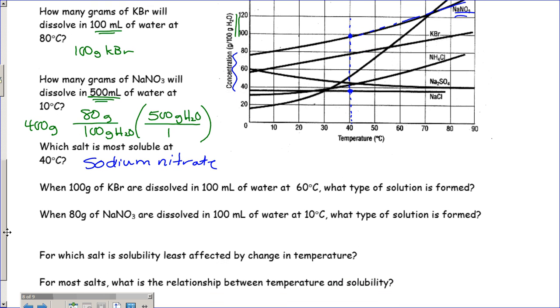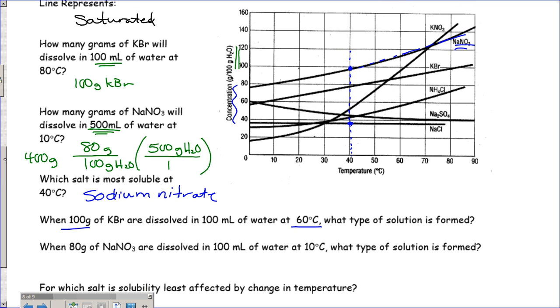Okay, when 100 grams of potassium bromide are dissolved in 100 milliliters of water at 60 degrees Celsius, what type of solution is formed? To answer these questions, we're simply going to find that spot on the solubility curve, and then look to see where it falls. Is it on the line, above the line for supersaturation, or below the line for unsaturated?